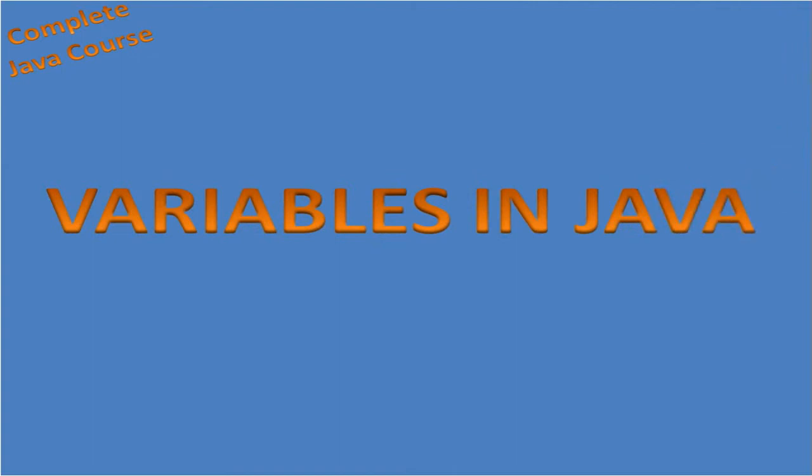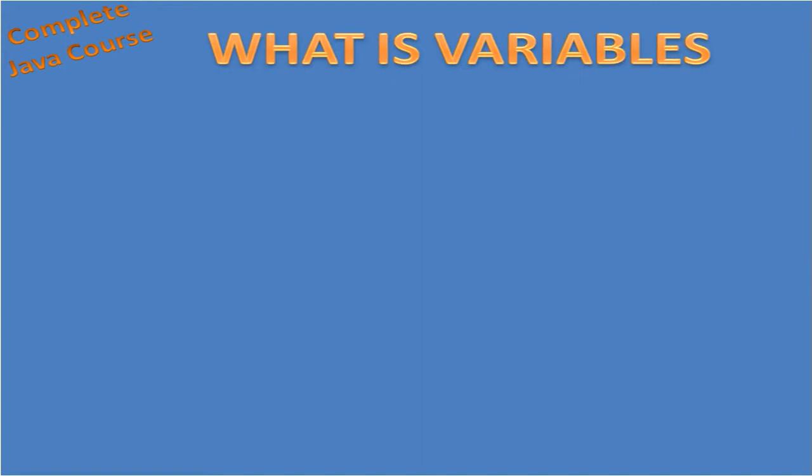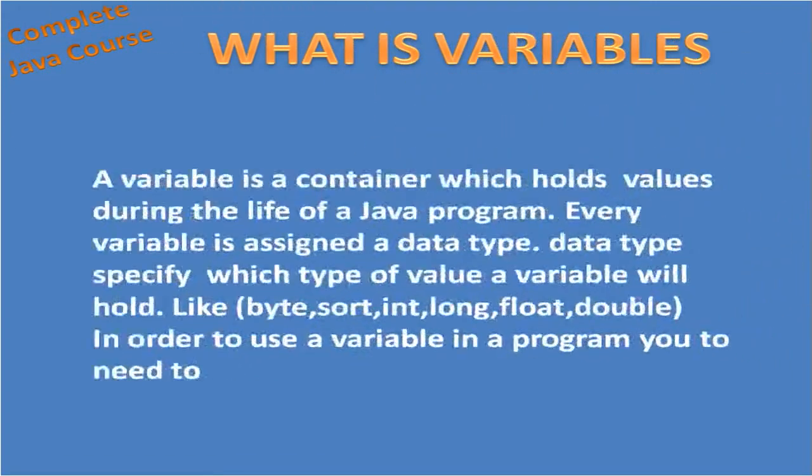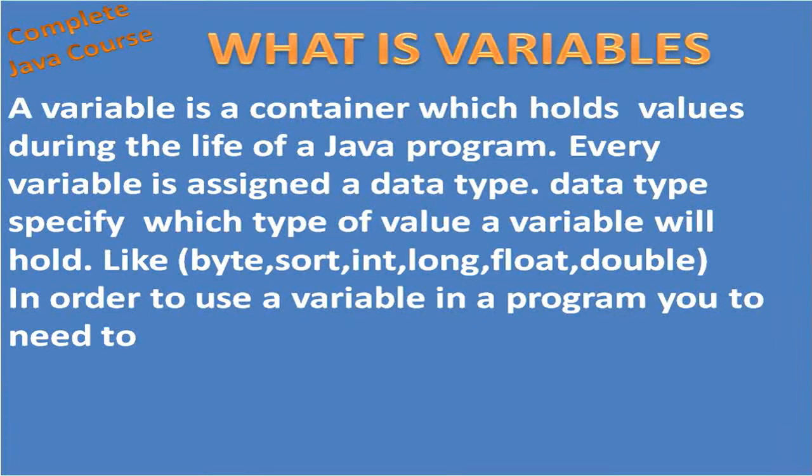So, what are variables in Java? Basically, we define a variable as a container which holds a value during the life of a Java program. Every variable is assigned a data type. The data type specifies which type of value a variable will hold, like byte, short, int, long, float, or double.